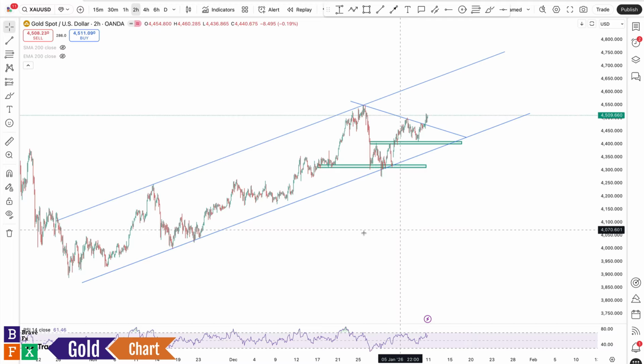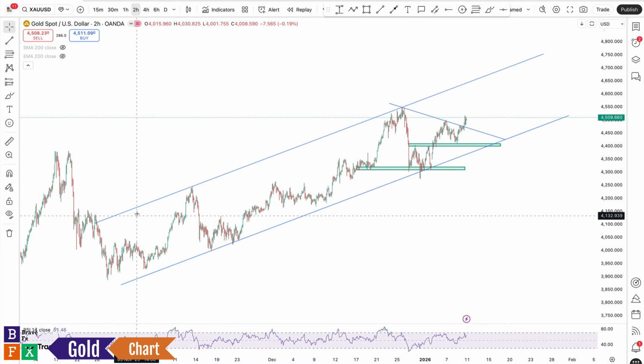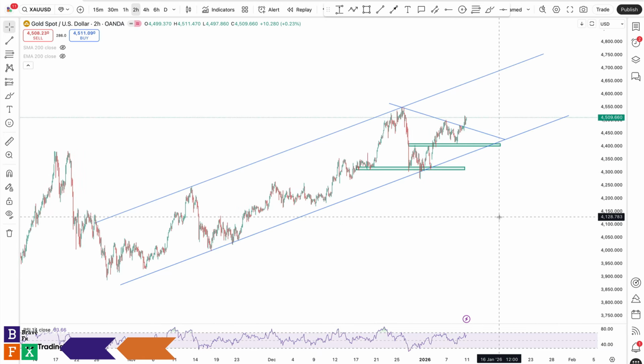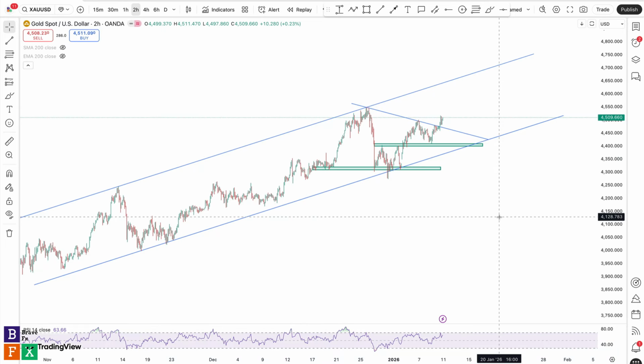Without further ado, starting with the gold chart on the 2 hour time frame. On the 2 hour time frame, gold seems to be really bullish, right? We've got price creating higher highs, higher lows. That's what the market structure shows us, and I think it's quite obvious that the next possible trade opportunity will be to go long, right?